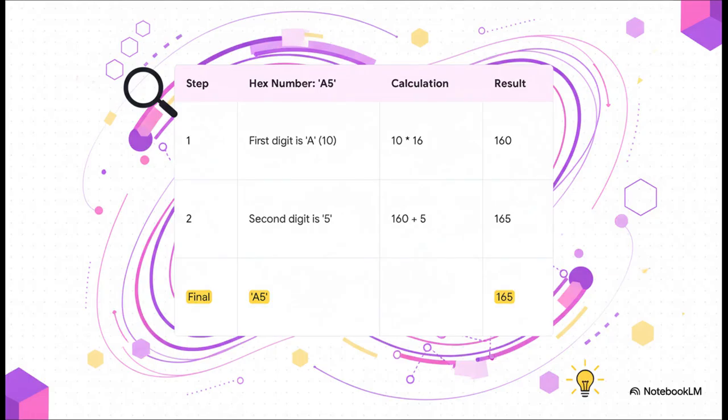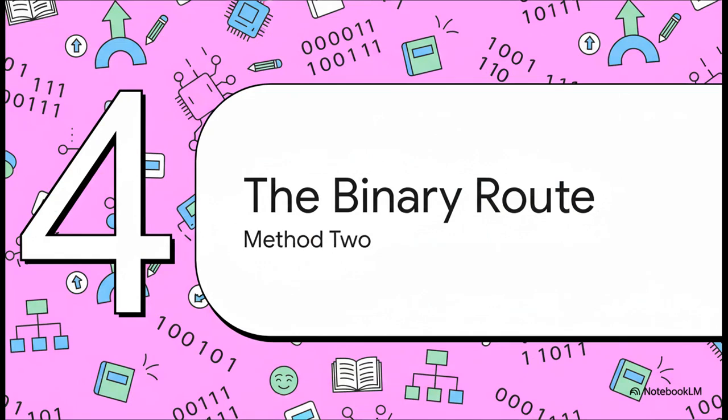Let's see how this works with an example. Say the hex number A5. Okay, so the first digit, A, is just 10 in our normal numbers. So we do 10 times 16, that gets us 160. Then we just add the value of the second digit, which is 5, and there you go. 160 plus 5 is 165. Easy.